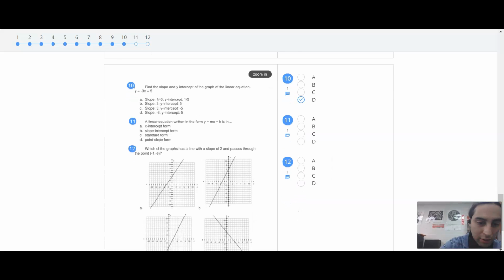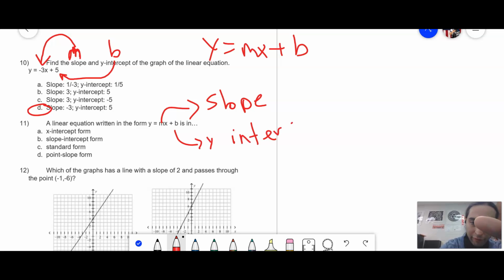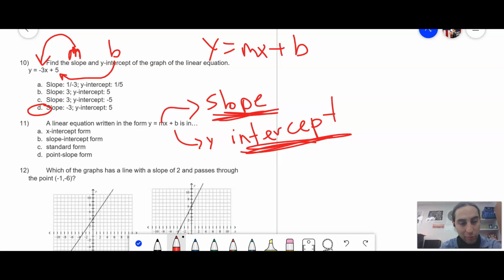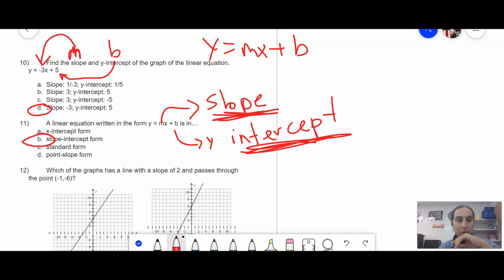Okay. 11, a linear equation written in the form y equals mx plus b is in what form? Now m is slope, right? And b is y-intercept, right? So slope and an intercept. This form is called slope-intercept form. So 11 is B. Again, y equals mx plus b is slope-intercept form.